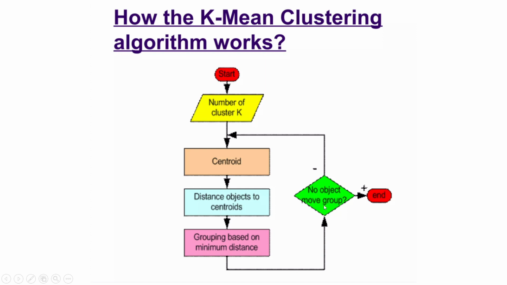If any object moves to another group, we will repeat this loop. We'll find the centroids and distances again and we'll group them again.